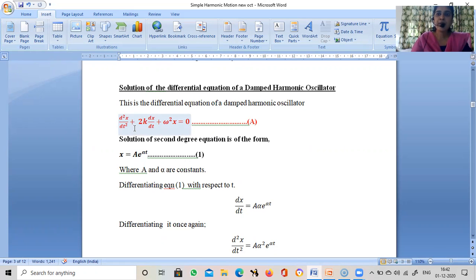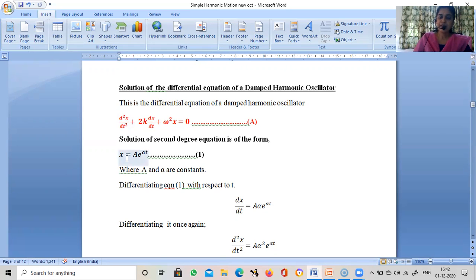There are a number of methods to find the solution of differential equations, and this is one of the methods. So we are assuming that the solution will be of the form x is equal to a e raised to alpha t, where a and alpha are two constants.